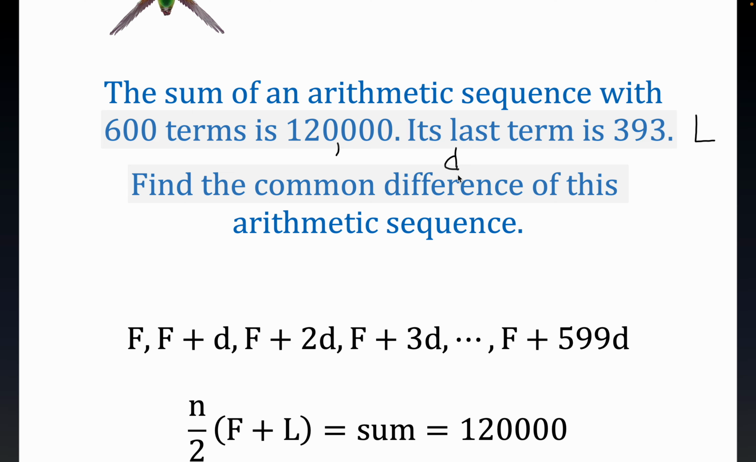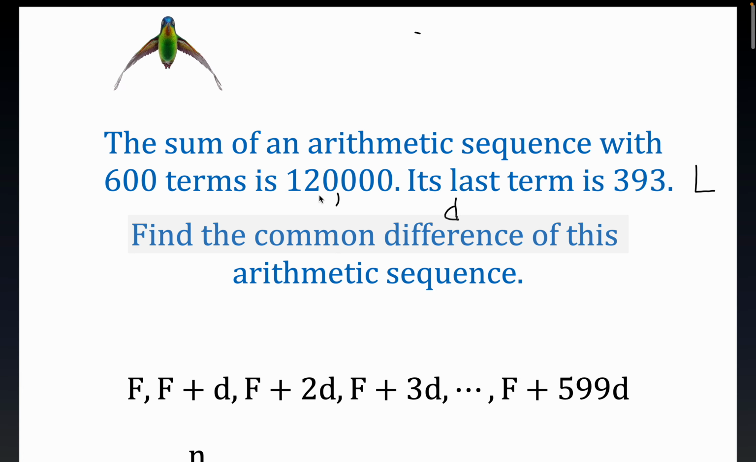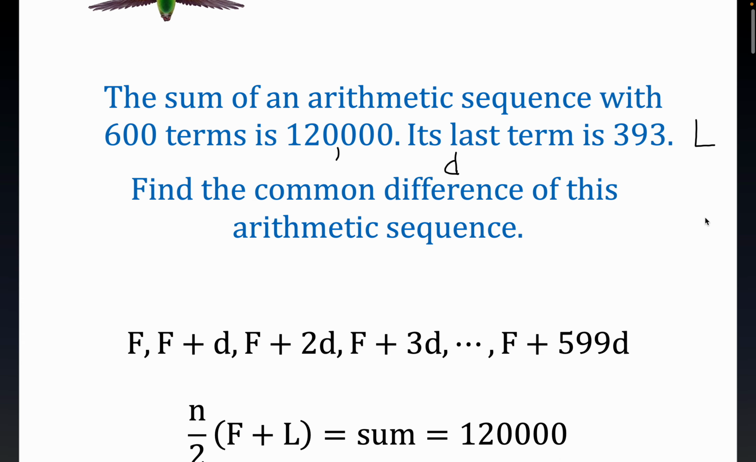Again, we're trying to find D, the common difference of this arithmetic sequence, and we're given this information. There are 600 terms that sum to 120,000. The last term, 393, we'll call L. Now, this is the structure of any arithmetic sequence. You have a first term, then you just keep adding. We end with 599D because there are 600 terms, and the first term is just naked. So you have 1 through 599 D's, and this makes the 600th term.